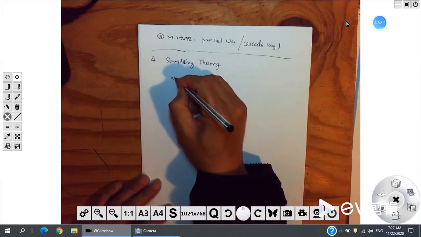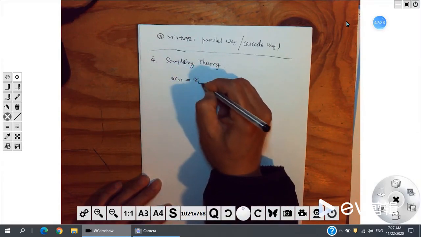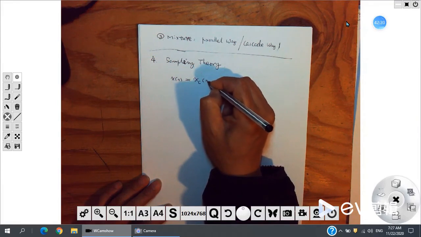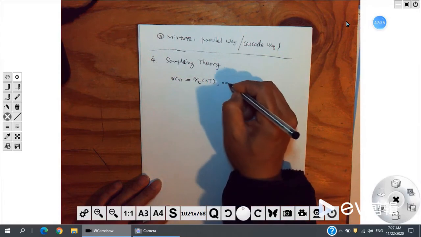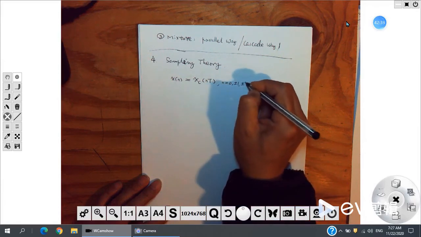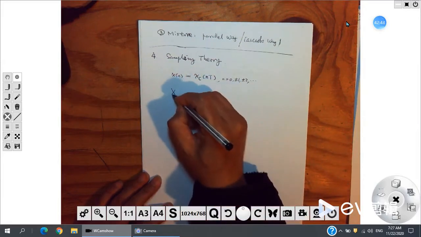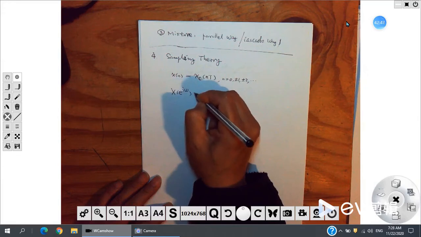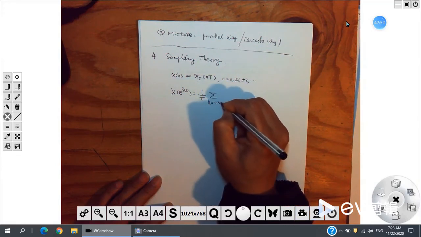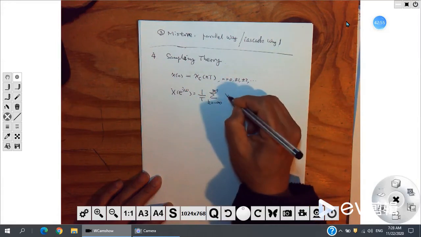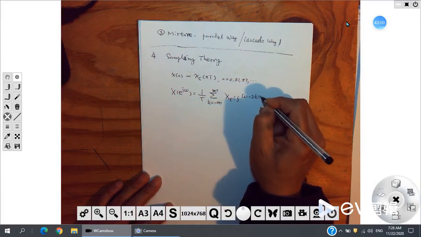Then we have x of n. It is coming from a continuous time signal with n times T. The basic in the time domain works like this, where n is equal to all the integers. Then in the frequency domain, we have X of e to the j omega equal to 1 over T, summation k running from negative to positive infinity, of Xc of j omega, but this omega is shifted by 2k pi and scaled by T.